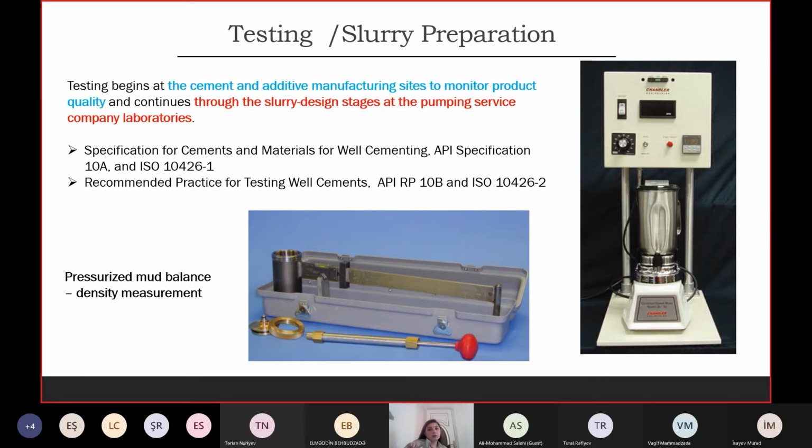But usually after we mix it, API says that you need 30 seconds of high-speed mixing. That's just to simulate real rig operation in the lab.